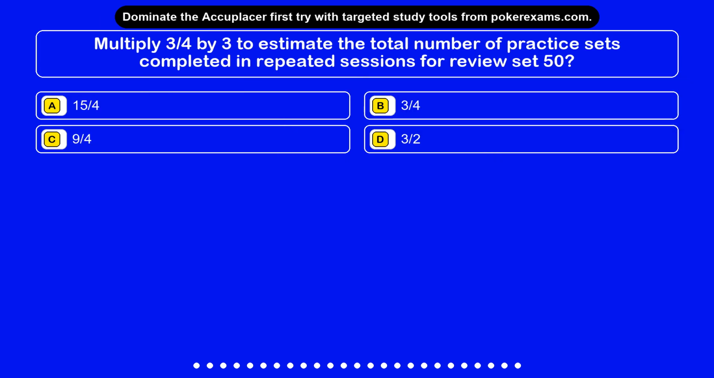Question 2. Multiply 3/4 by 3 to estimate the total number of practice sets completed in repeated sessions for review set 50. Option A, 15/4. Option B, 3/4. Option C, 9/4. Option D, 3/2.